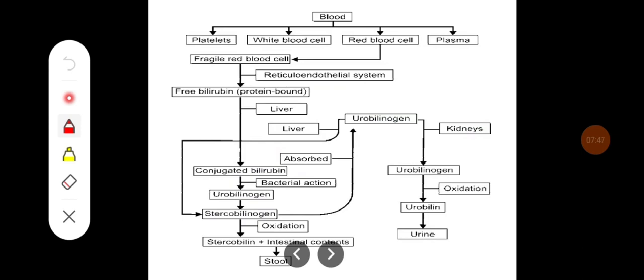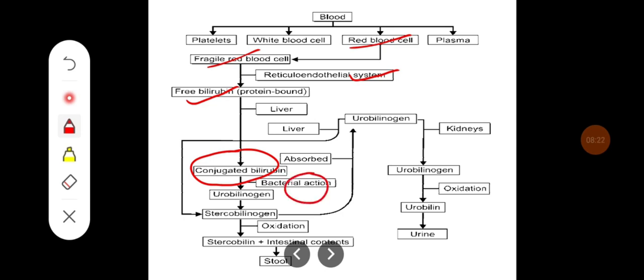So this chart shows the catabolism of the RBCs. When they're fragile, they get destroyed in the reticuloendothelial system, where they release the free bilirubin, which is bound later in the plasma to albumin. This free bilirubin, that is unconjugated bilirubin, is taken up by the liver cells, where it gets conjugated, and this conjugated bilirubin is excreted in the GI tract and in the intestine.